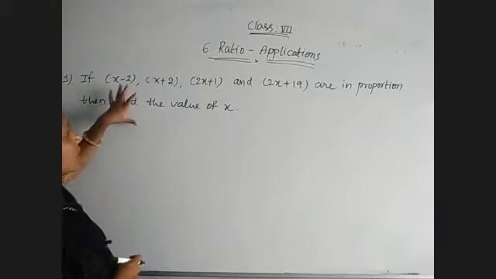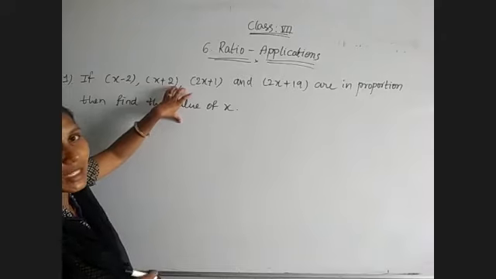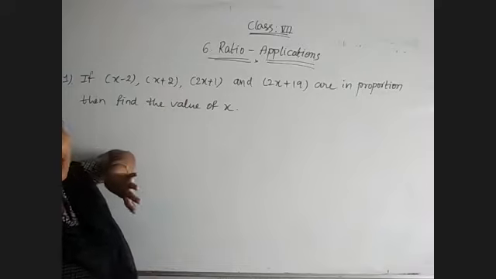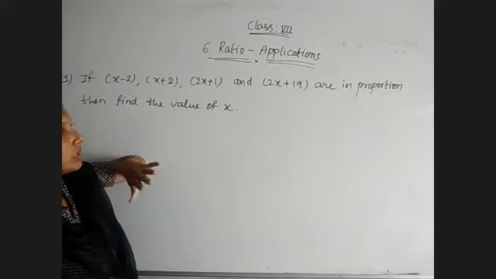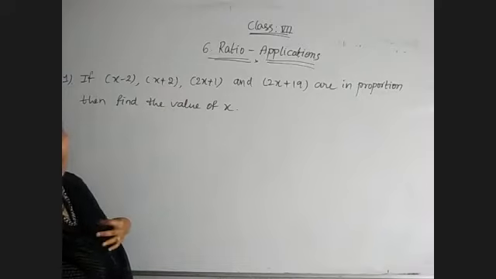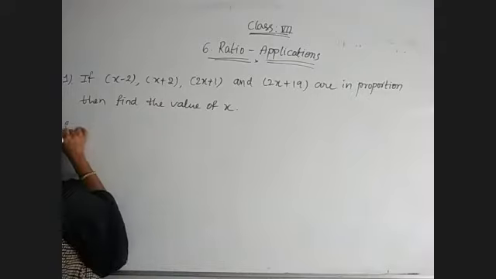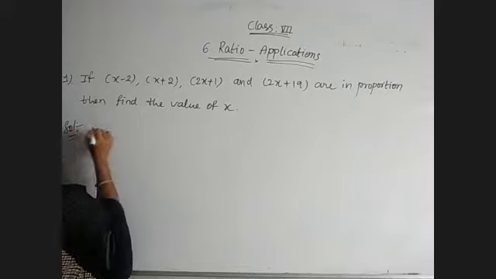They are given that they are in proportion. So we have the condition: if two ratios are in proportion, then the product of extremes is equal to the product of means. First of all, write the given ratios in order.